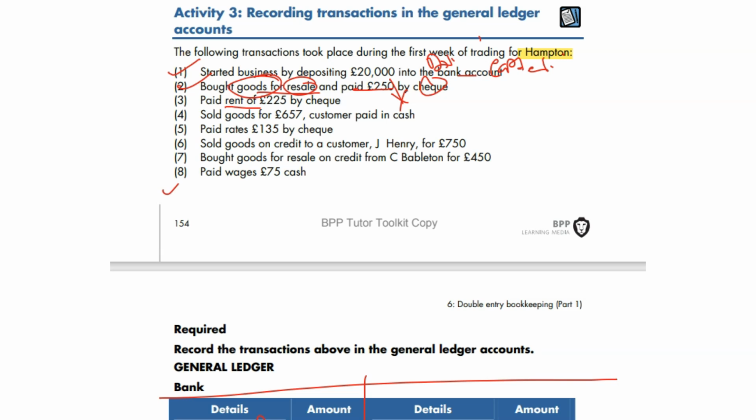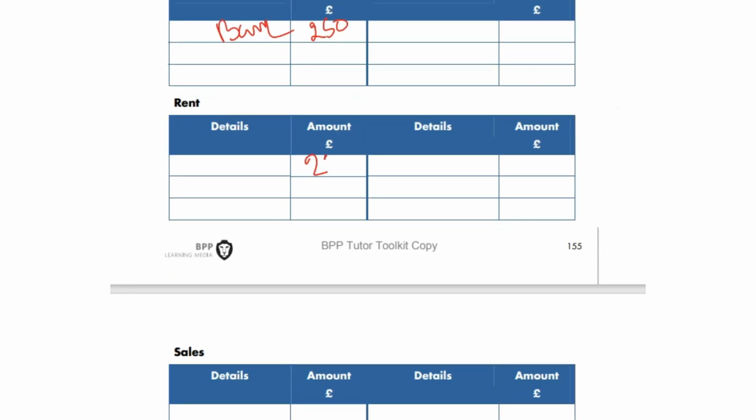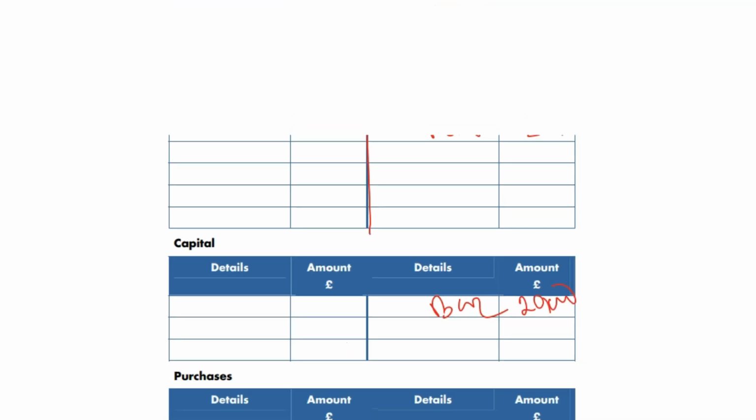Moving on to number 3. Paid rent 225 by check. So rent expense debit and bank going down, bank credit. We'll write on the bank side 225. Rent debit going to be 225. In the detail, bank. Over there, rent we've written already.